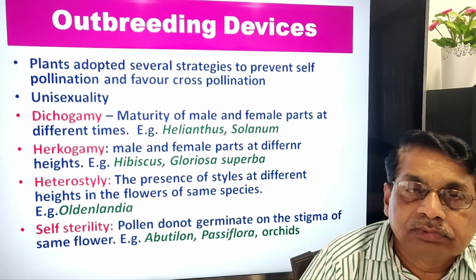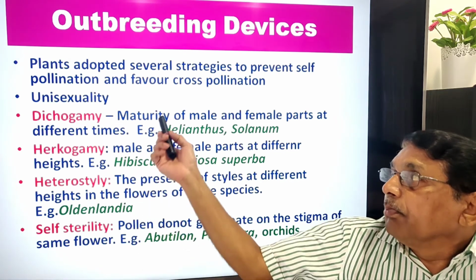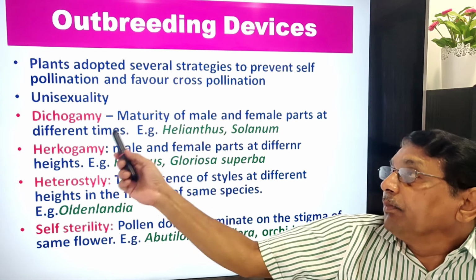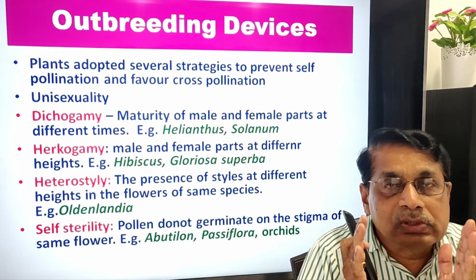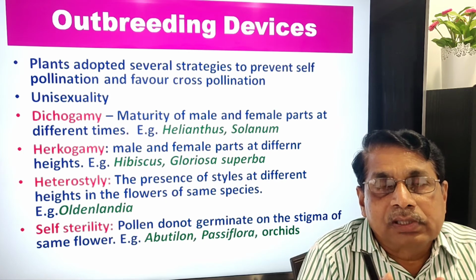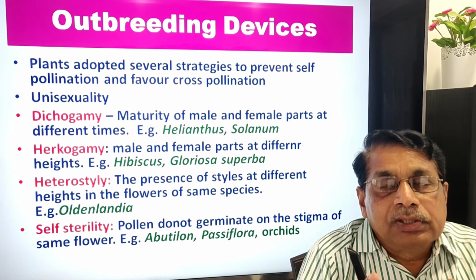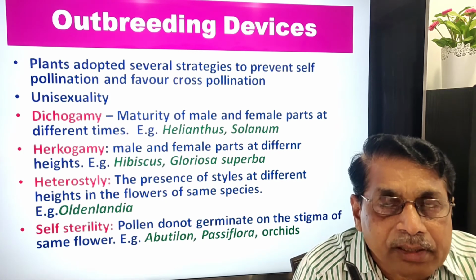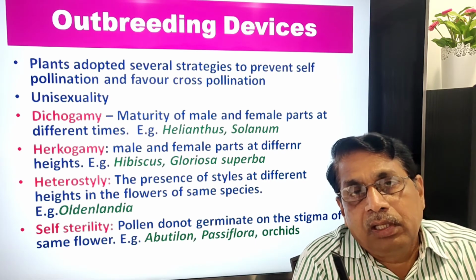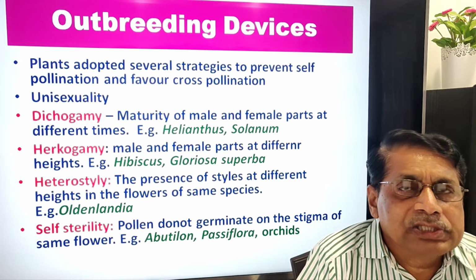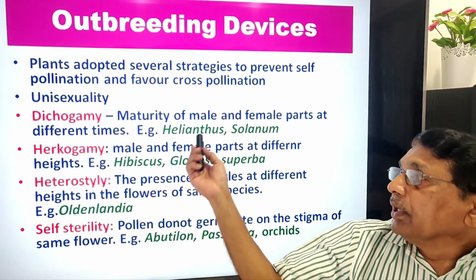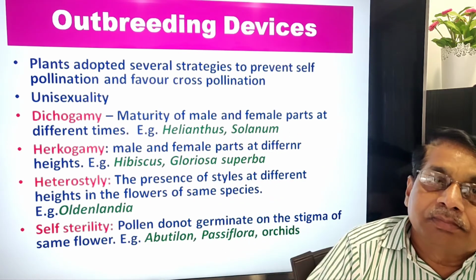Dichogamy. Di means two. Maturity of male and female parts at different times. Suppose a plant produces male and female parts, but they do not mature at the same time. At one time male, at some time female. So therefore automatically self-pollination is prevented. Examples: Helianthus, Solanum.